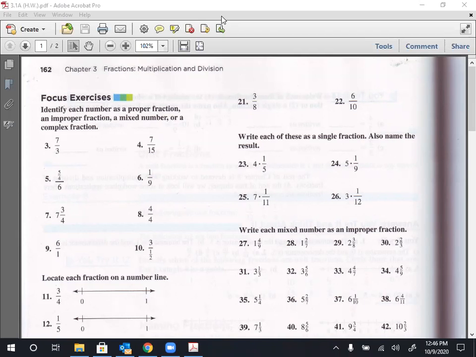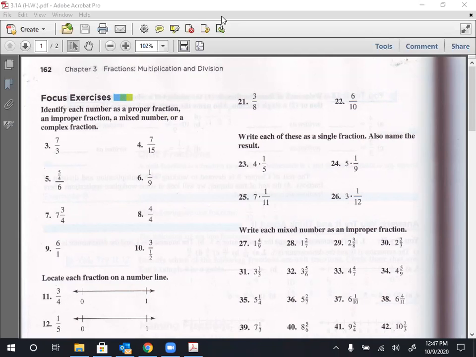Number 10 is what we call, so number 7 is 7 and 3/4 is a mixed number because it has 7 and it has 3/4, right? Now, here's the other thing.